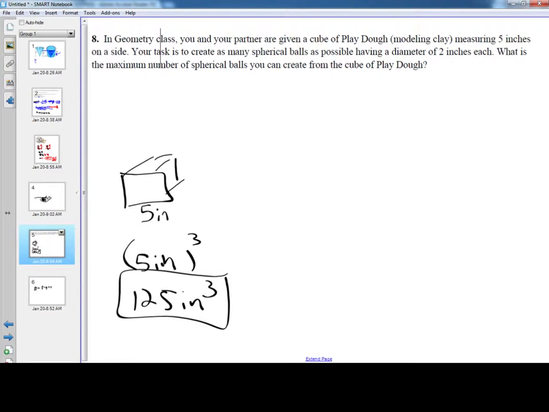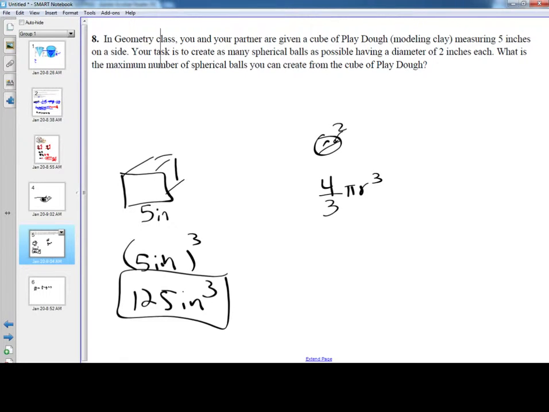Now what they're saying is, you're going to make little spheres out of them, and the spheres need to have a diameter of 2 inches. So you're going to make a bunch of little spheres out of that. The question is, how many of these spheres can I make? What I need to do is find the volume of one of them, don't I? And that happens to be 4/3 pi r cubed.